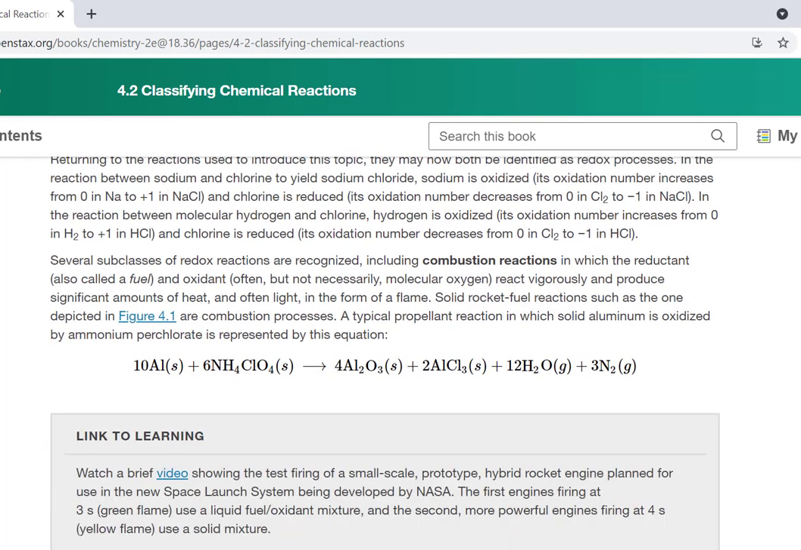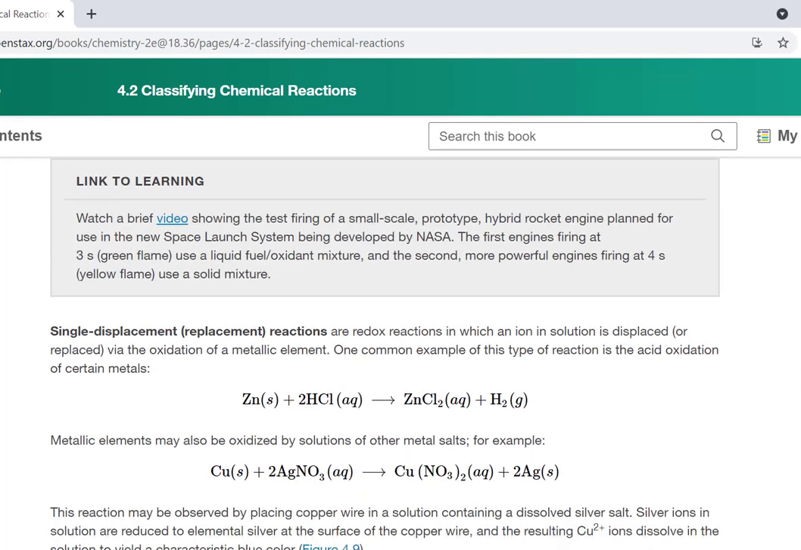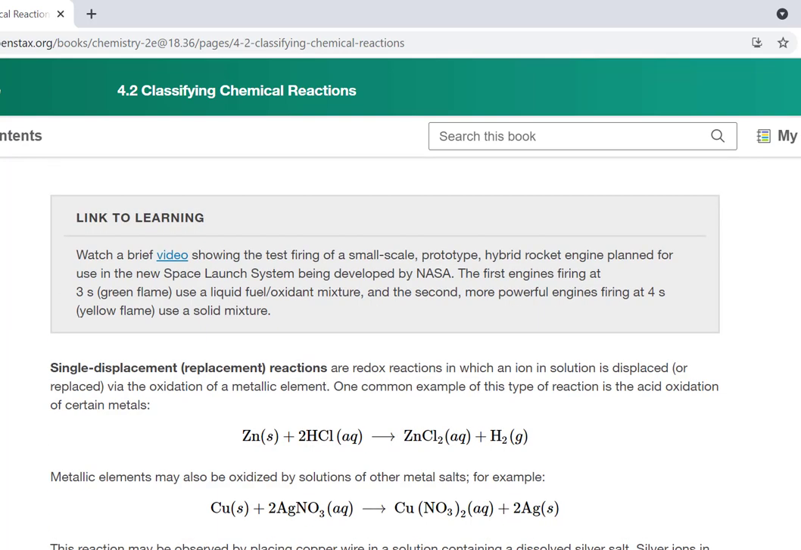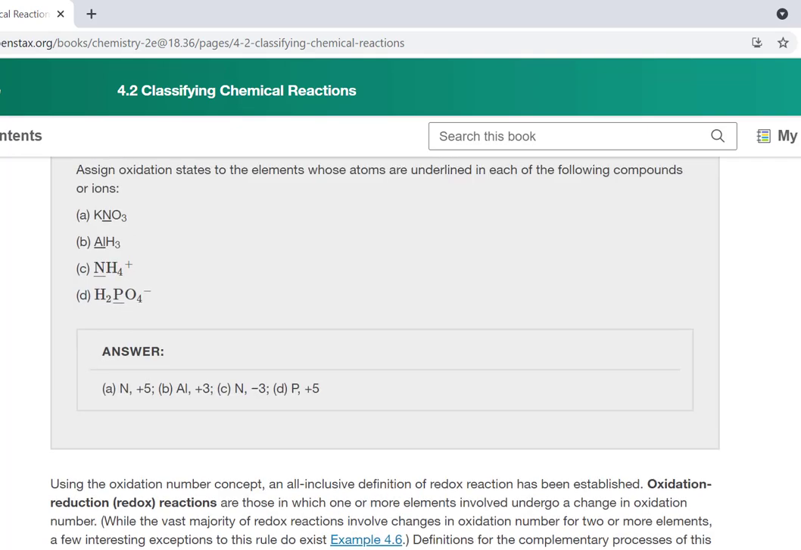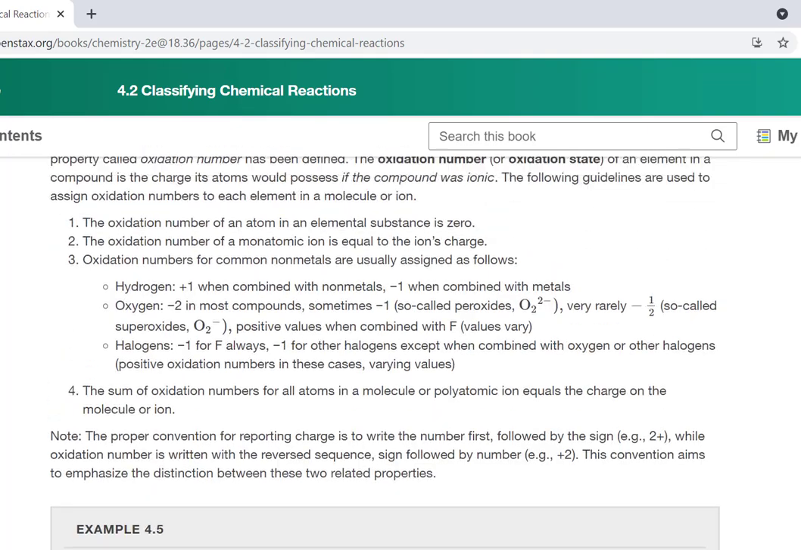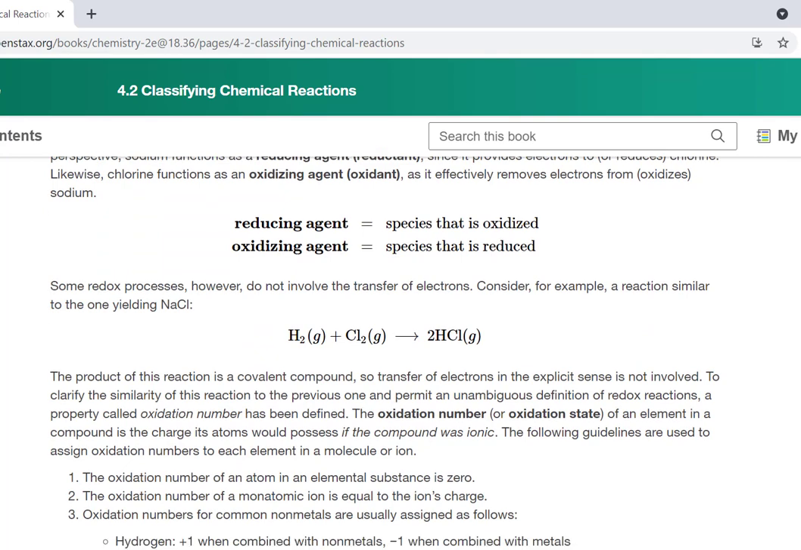So I think we have some examples here. So the examples we'll look at are some specific types. Let's actually go back up here, and then we'll come down and look at some of the additional. I want to start with a fairly simple example. So here we can assign oxidation numbers.